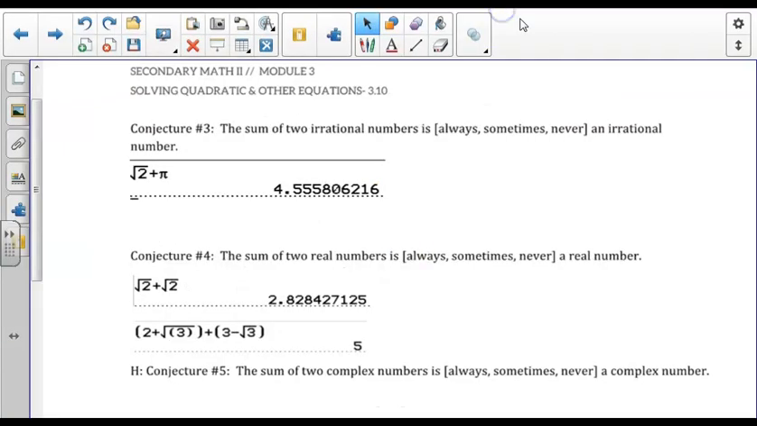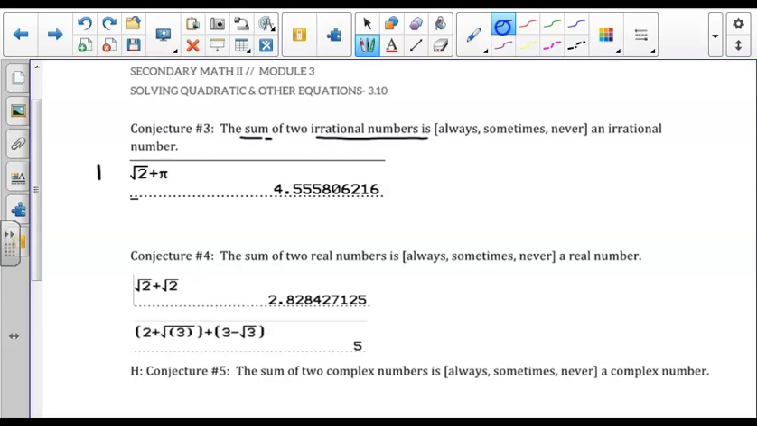So that is always true. On conjecture 3, we are asked if the sum of 2 irrational numbers is always, sometimes, or never irrational. So if we look at some examples, we can take the square root of 2 plus pi, and we can see that the square root of 2 plus pi is equal to 4.5580, and so on and so forth, which is an irrational number. So that definitely checks.